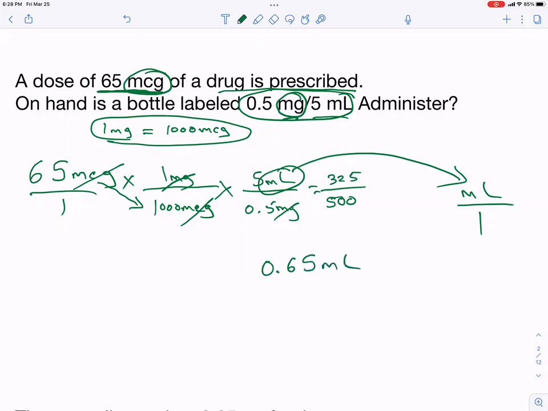So don't forget, your rounding rules apply. We always have to think about that. But in this case, it came out perfectly. Anything less than 1, we round to the hundredths. That's 2 places to the right of the decimal. So when I'm asked, what am I administering? I am administering 0.65 milliliters to give this ordered dose that was prescribed.